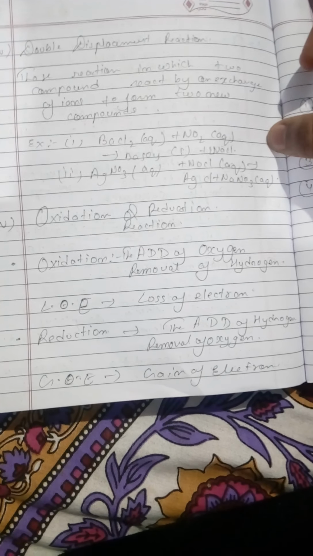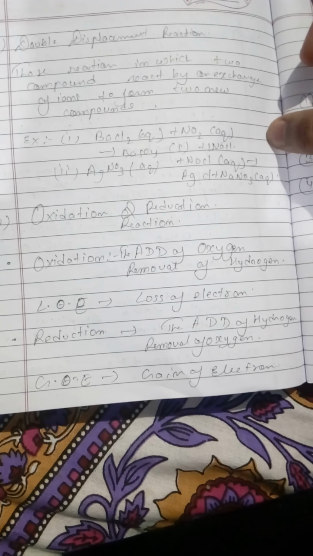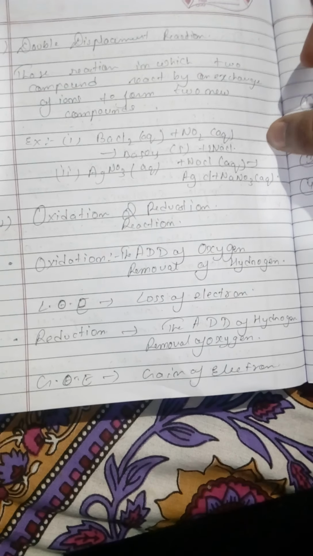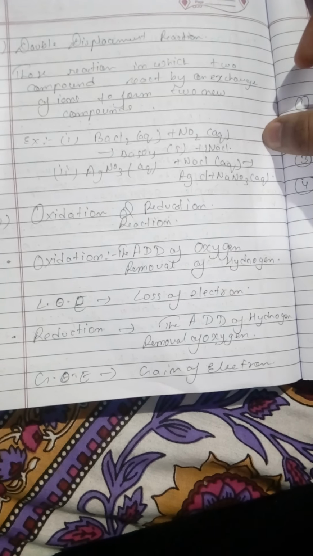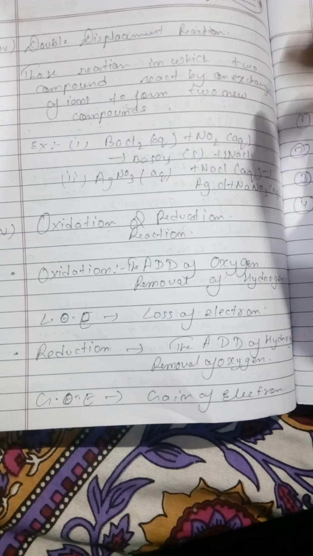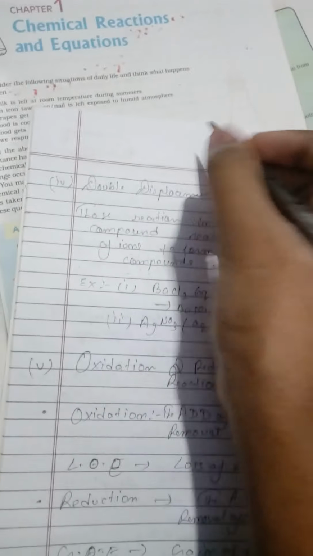Oxidation and reduction reactions are very easy. Oxidation is the addition of oxygen, and reduction is the addition of hydrogen. In oxidation there is loss of electrons, and in reduction there is gain of electrons. Important thing.